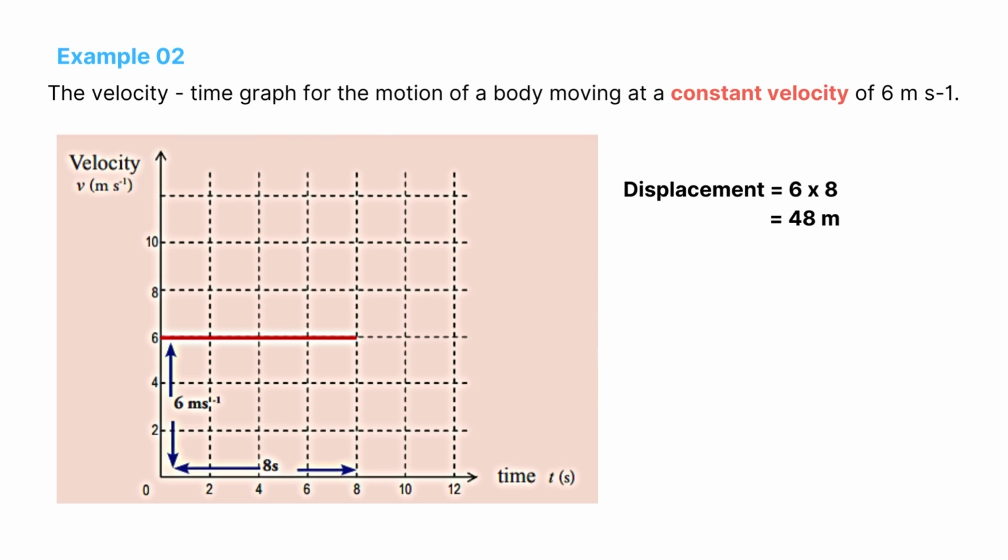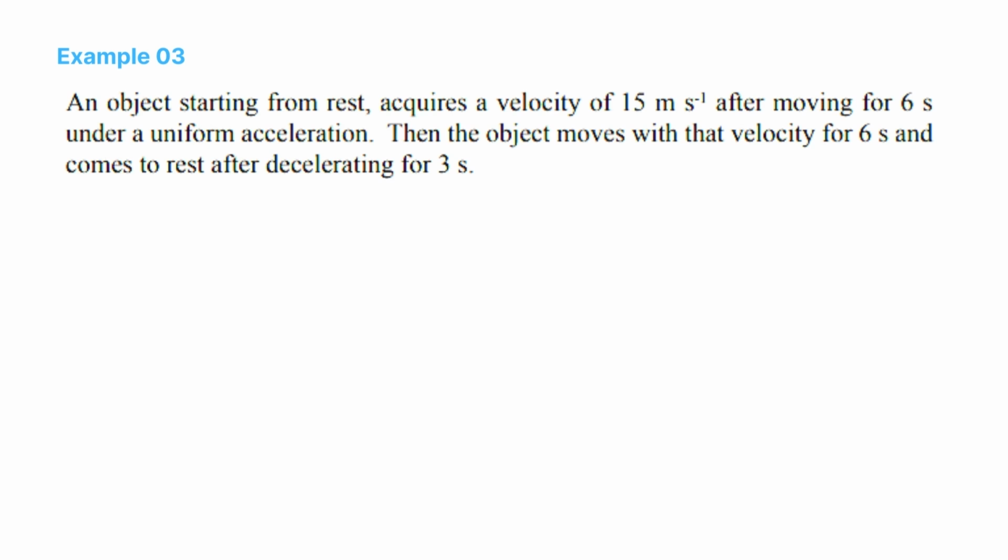Now let's do another question. An object starting from rest acquires a velocity of 15 meters per second after moving for 6 seconds under a uniform acceleration. Then the object moves with that velocity for 6 seconds and comes to rest after decelerating for 3 seconds. First question is to plot the velocity time graph for this motion.